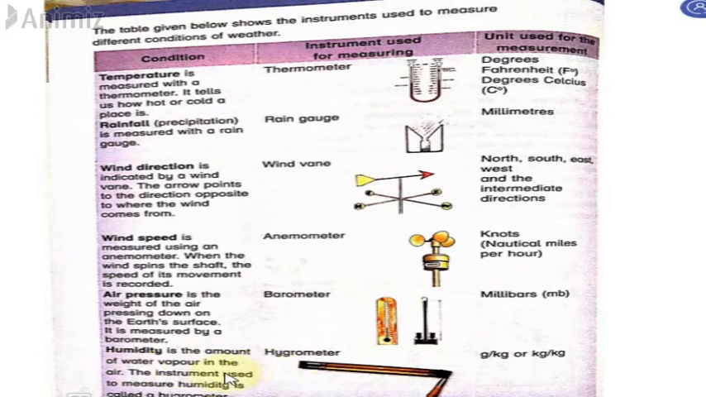So the next one is humidity. Humidity is the amount of water vapor present in the air. The instrument used to measure humidity is called a hygrometer. Humidity is measured as grams per kilogram or kilograms per kilogram. You can see the picture of a hygrometer over here. It measures the amount of water vapor present in the air, which is called humidity.